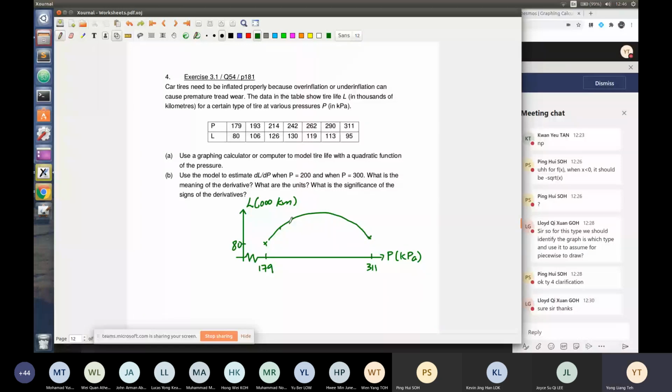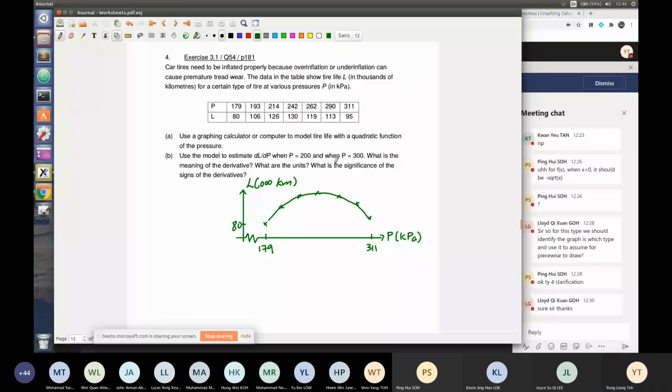So there would be a maximum life at the so-called recommended tire pressure. For those of you who have a family car, if you look at the side of the tire, you will see that it gives you the recommended pressure. That is usually a range of recommended pressure.